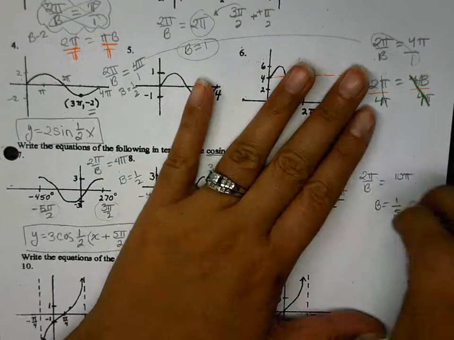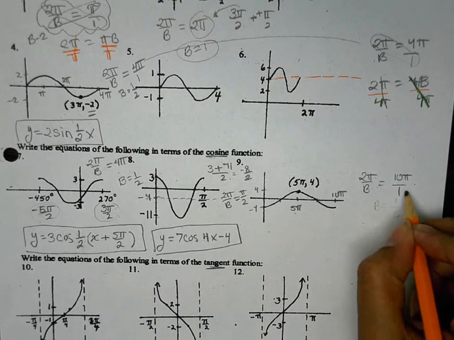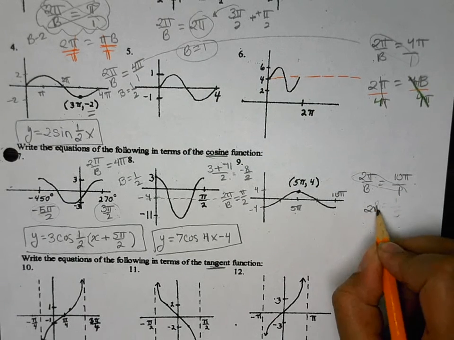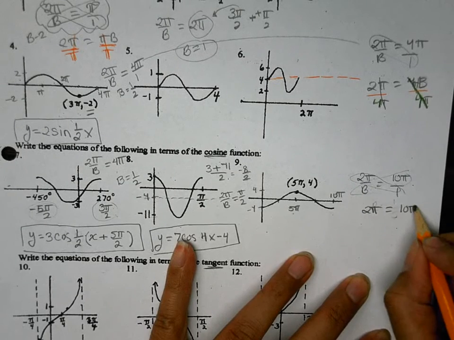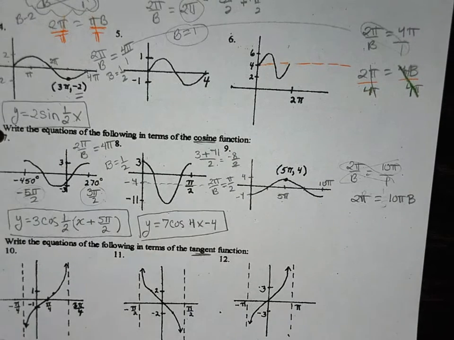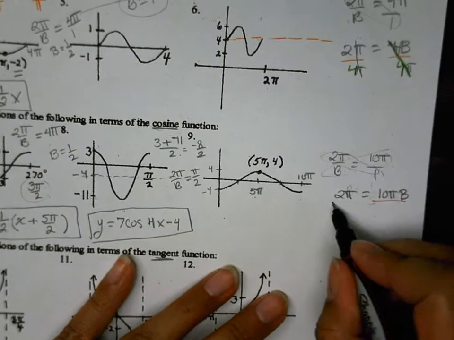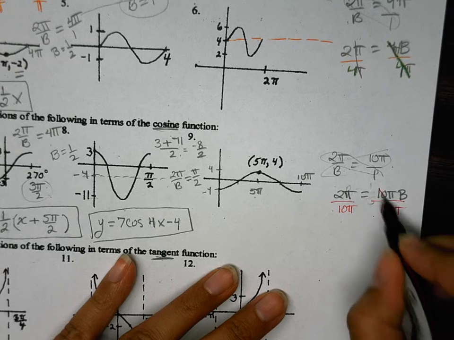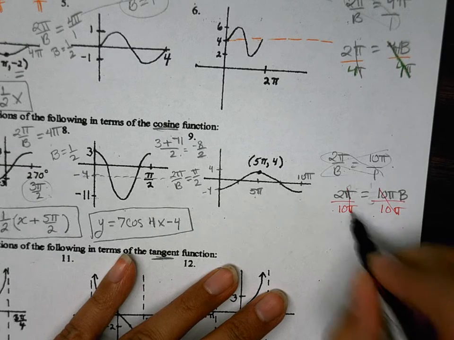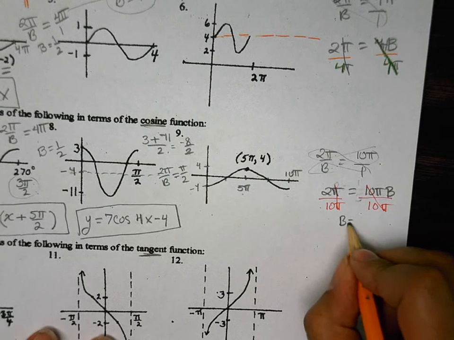Yes? Okay. I am going to cross multiply, so I'm going to put a 1 here. 2 pi times 1 is 2 pi equals 10 pi times b is 10 pi b. And if I'm trying to solve for b, what will I divide both sides by? 10 pi. The pi's are gone, and what does 2 over 10 reduce to? 1/5.